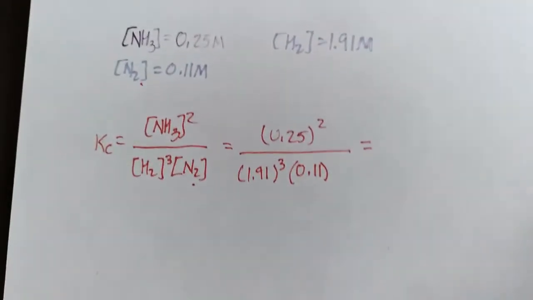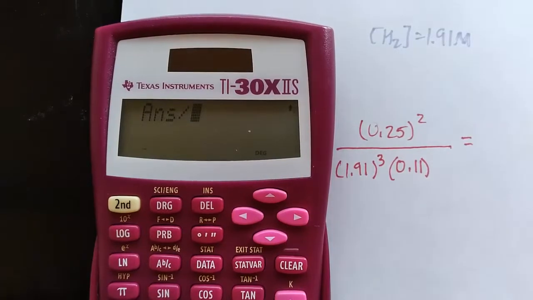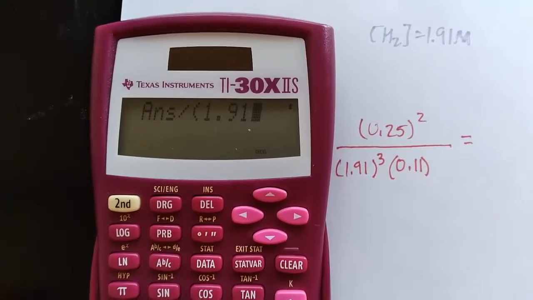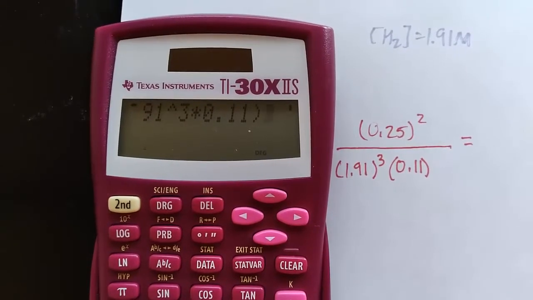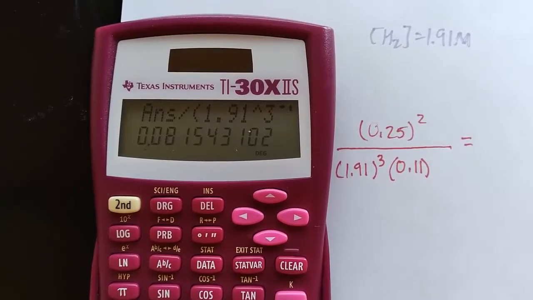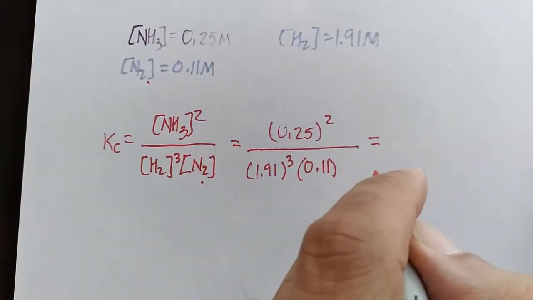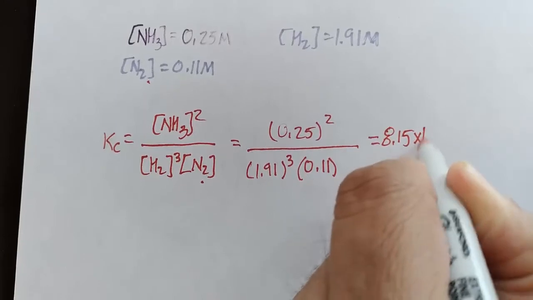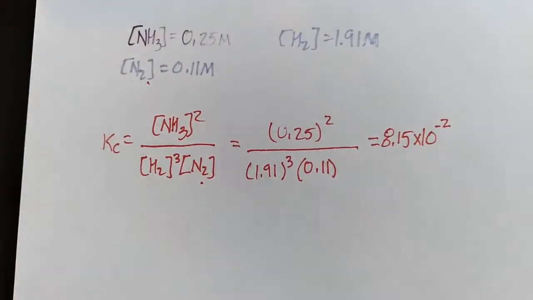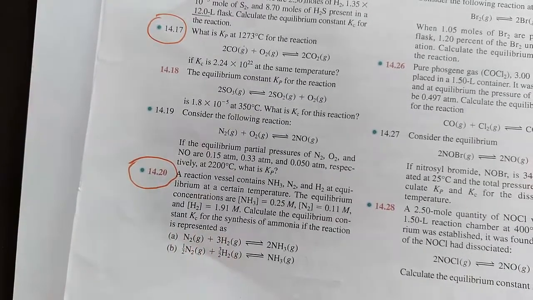All right, so we're going to do this in our calculator and see what we get. Okay, divide that by 1.91, which we raise to the power of 3, times 0.11. So we'll close those parentheses. And I'm getting an answer of about 0.0815 as our equilibrium constant. So 8.15 times 10 to the minus 2. So this reaction shown here actually favors the reactant side, right? So it's not a very large number. In fact, it's a small number.